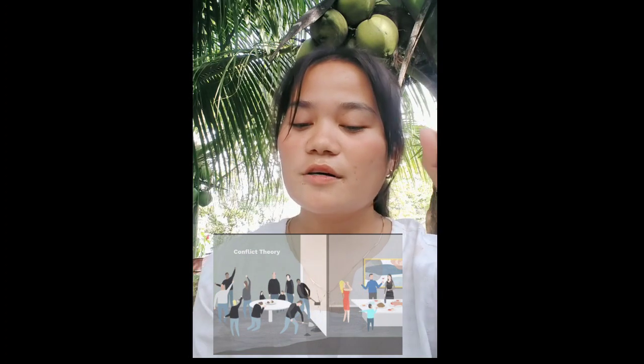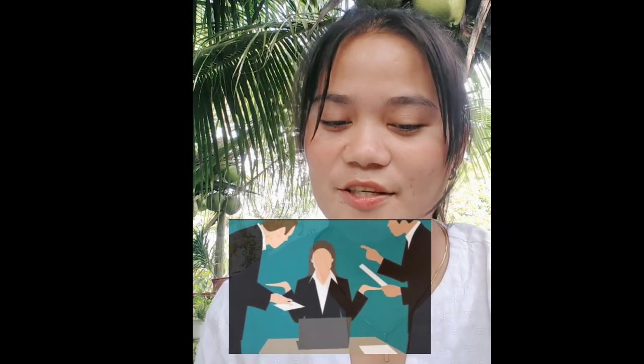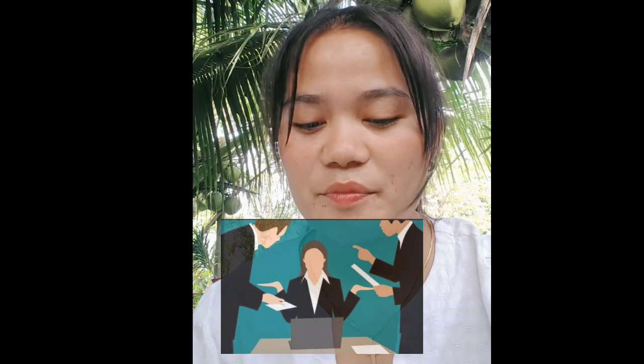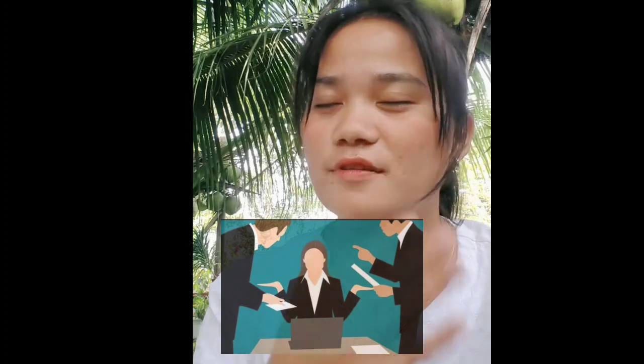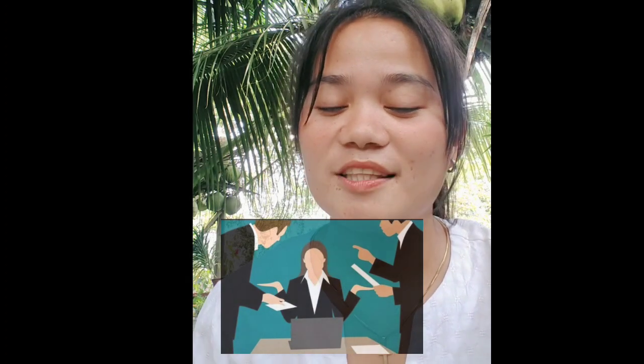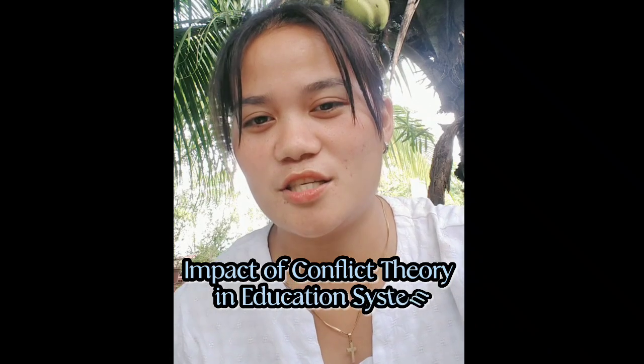And it also focuses on the heterogeneous nature. So conflict theory focuses on the heterogeneous nature of society and the differential contribution of political power. So the decision is yung nangingibabaw, just like the most powerful one, for example in political power. So that's it. Okay, now let's go to the impact of conflict theory in the education system.